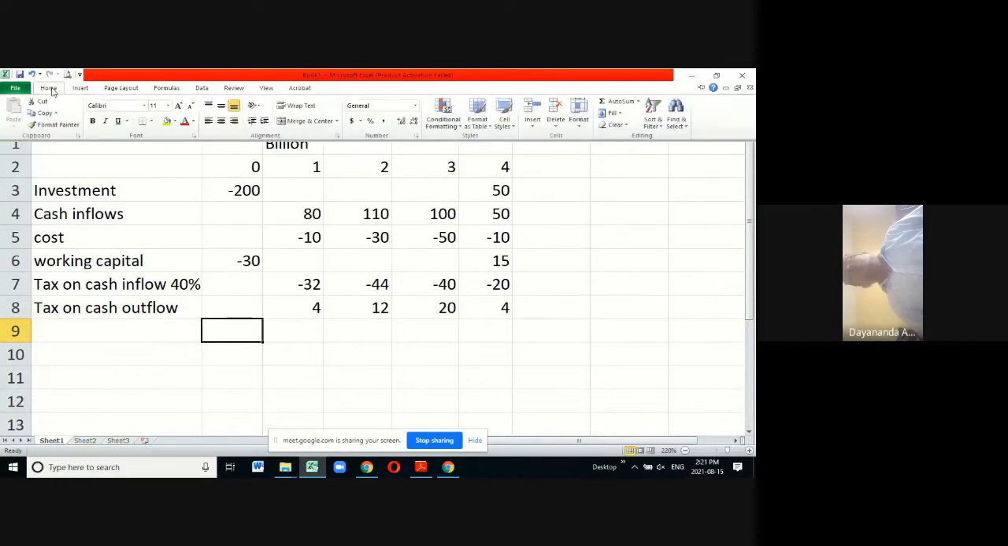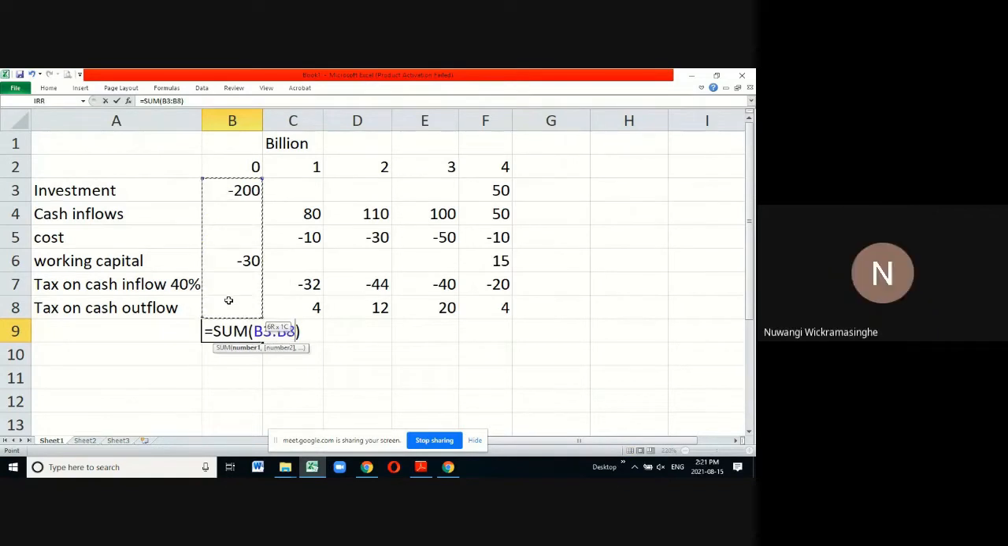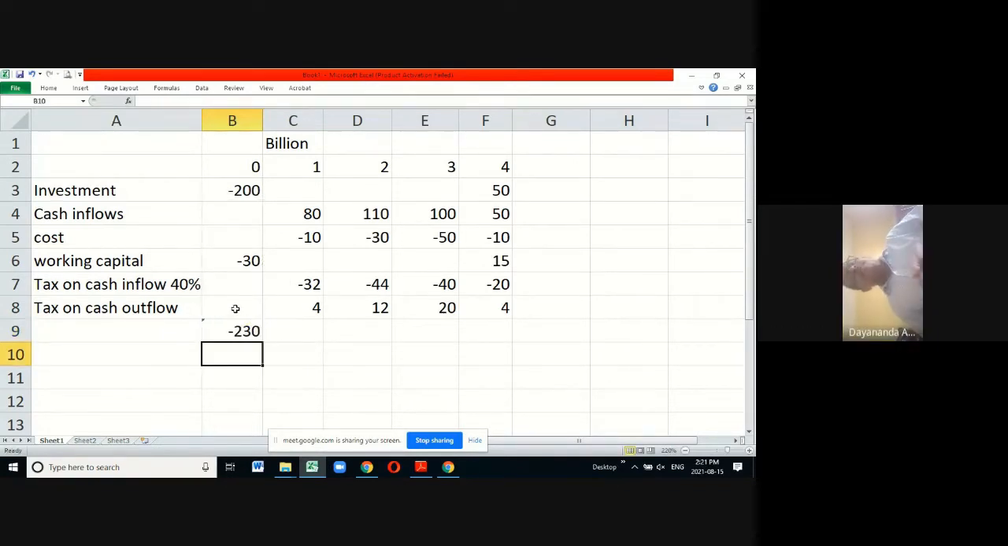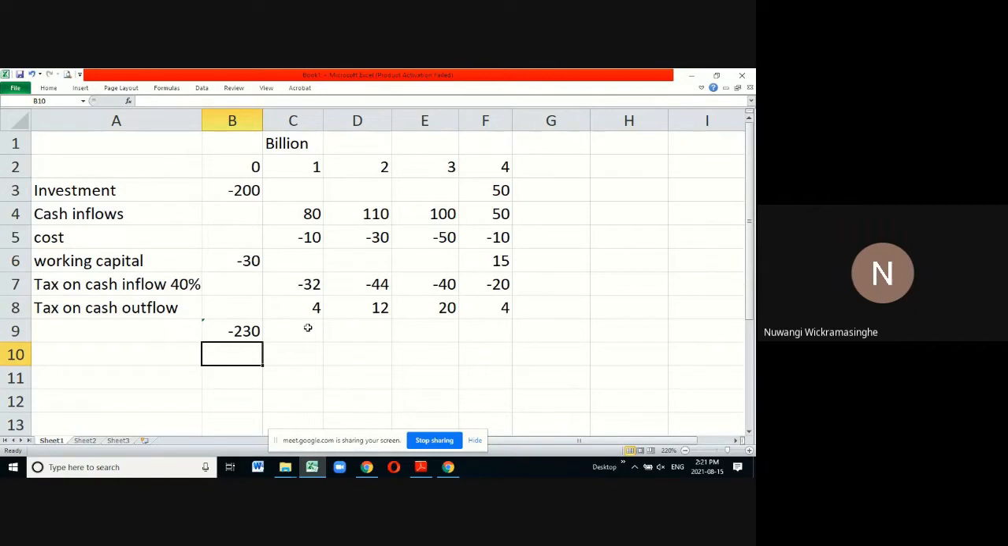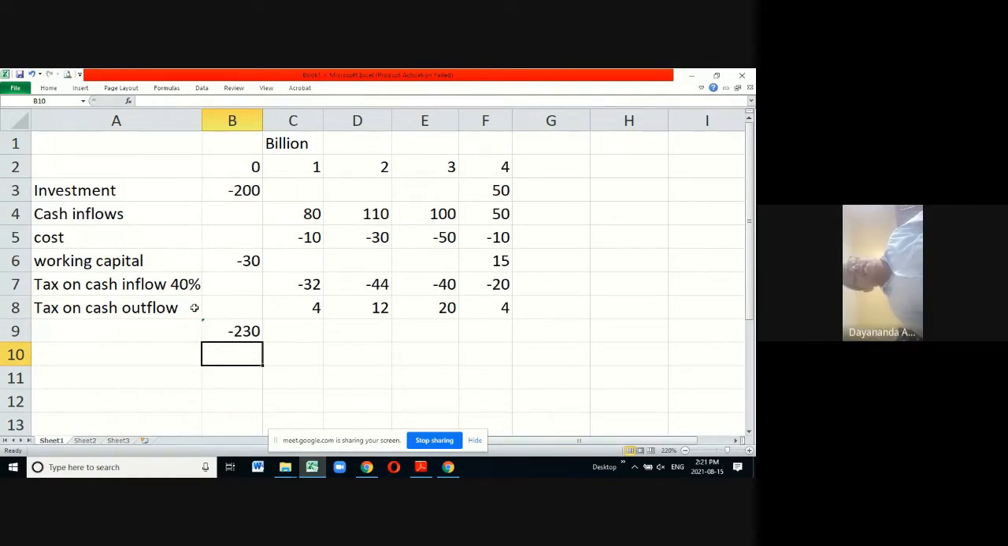So how do you get the total? I think easily you can get the total. Excuse me, sir. Yes. Could you please explain again how you calculated this tax on cash outflow? Again, it is 40% of 10. Because this 10 is going out from your business, the government is encouraging. The government is giving that benefit to you because you are spending.